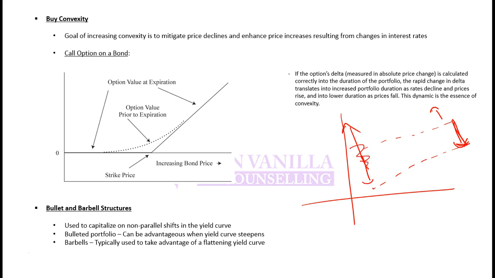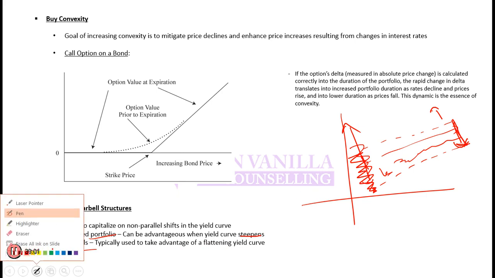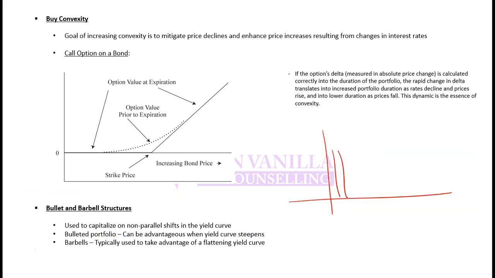So if you have kept all or most of the portfolio here, that is a bulleted portfolio, then you will have more benefit. If you have divided the portfolio across the investment horizon, that is some here, some here, some here, then that would have a lower return. So that means a bulleted portfolio can be advantageous when the yield curve is steepening. On the other hand, barbells are typically used to take advantage of a flattening yield curve. What are barbells? Barbells are those in which you have higher investment at the short end, higher cash flows at the longer end, and lower at the medium end.